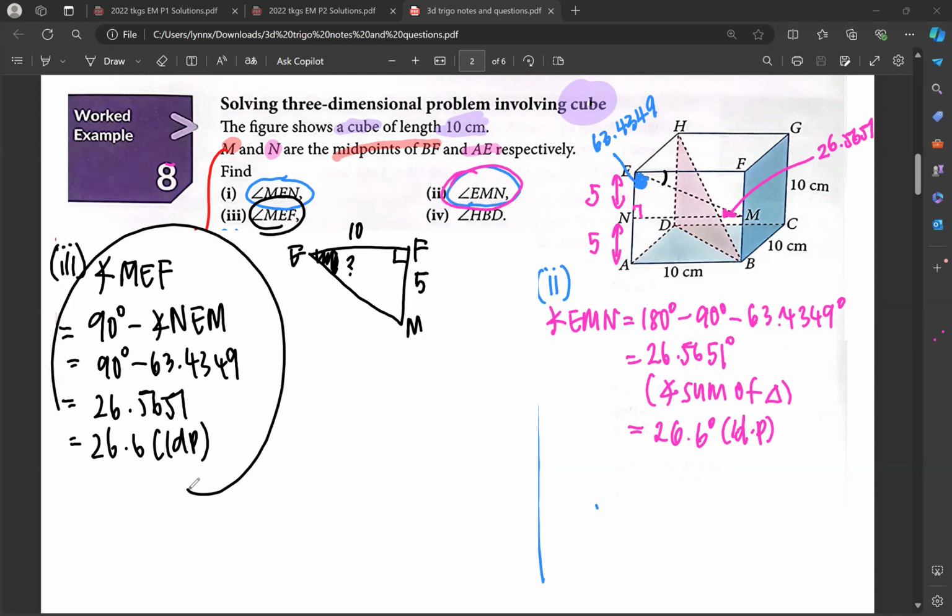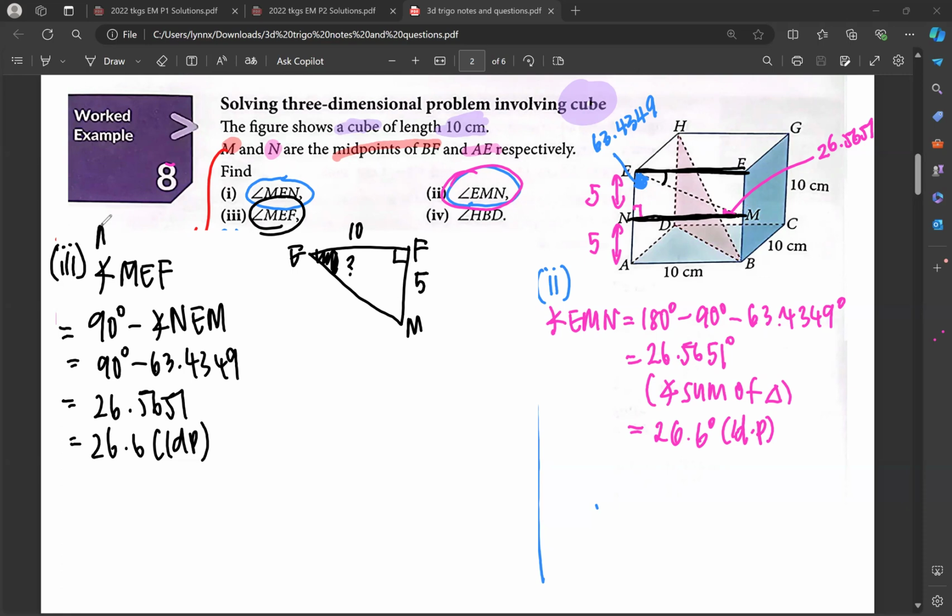Method 2 is a smarter way by using this. Understand? But you need to understand it's a right angle. Now, there's a method 3. Listen very carefully. What is method 3? Can you see that this is a cube? Means this one right here is parallel to this one. So if they're parallel, I can straight away find angle MEF using what?